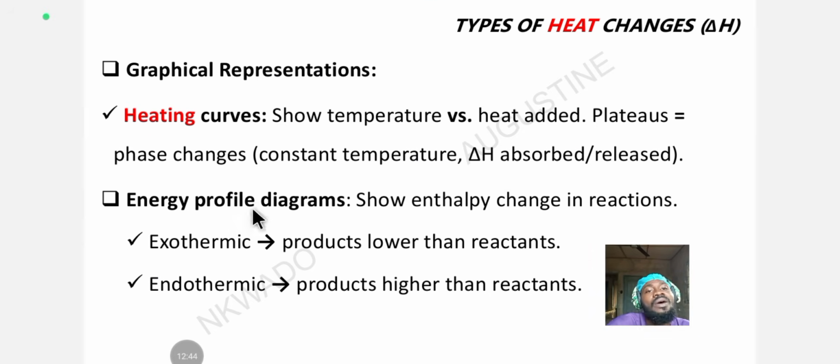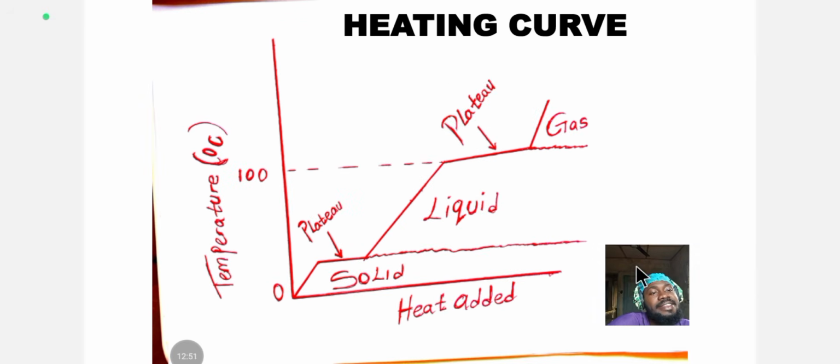Now let's look at the heat curve and the energy profile diagrams. Let's look at the heat curve first. This is the heat curve diagram.